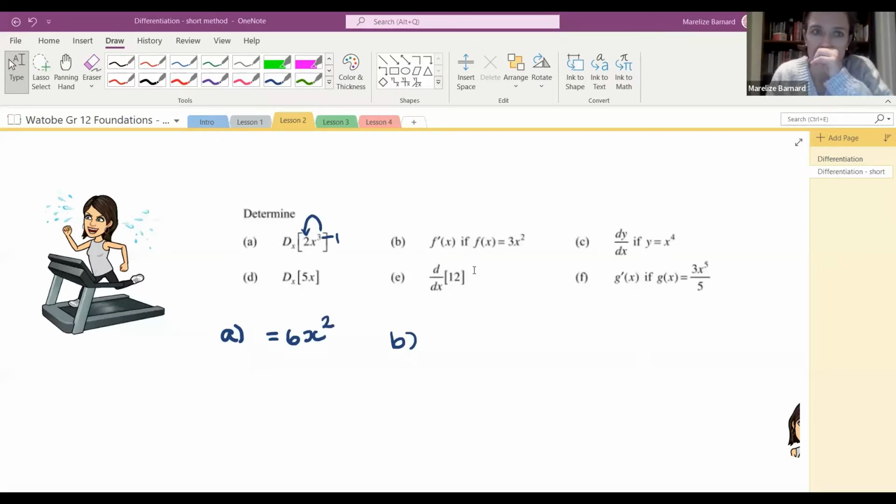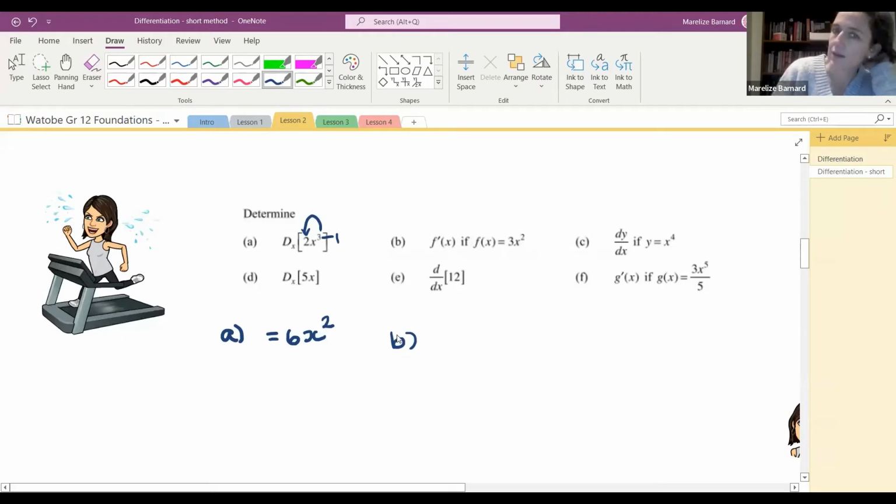Hello, ma'am. Yes. Ma'am, I wanted to ask, where does the exponent 2 come from? Okay, so in our original expression, we had 2x cubed. So x was to the power of 3. Our differentiation rule says that we must subtract 1 from the exponent when we differentiate. So that's where it comes from. 3 minus 1 is 2. Thank you, ma'am. No problem.